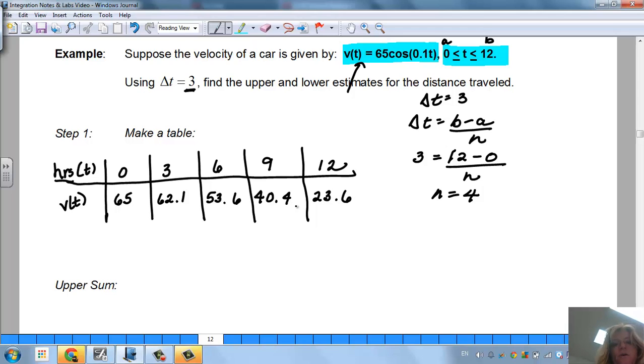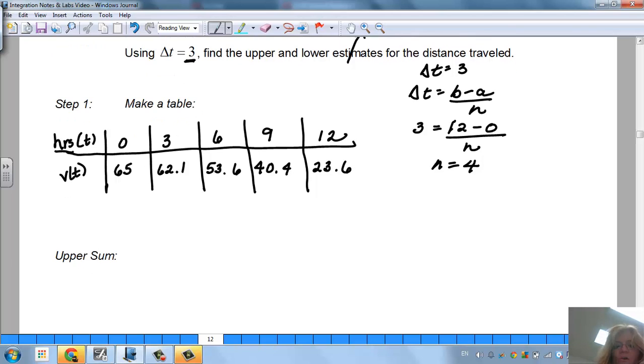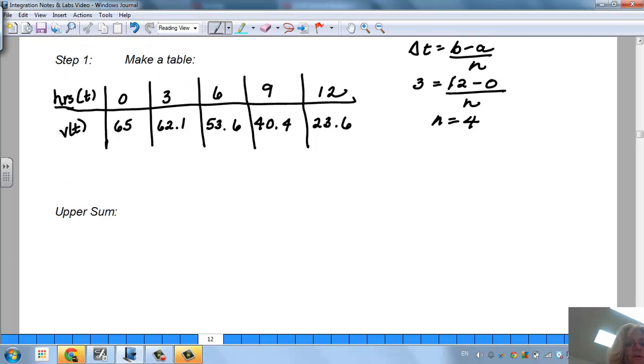This car is slowing down between 0 and 12 seconds. So if I want to do the upper sum, it would have to be the left-hand sum, and the lower sum would be the right-hand sum, just because it's a decreasing function. So my upper sum is going to be the left-hand sum, or using my left endpoints.